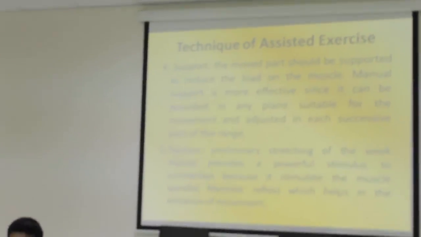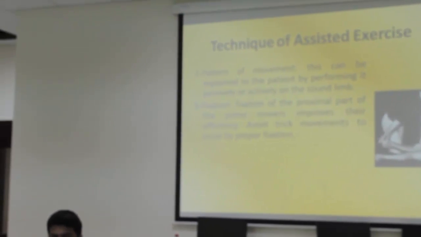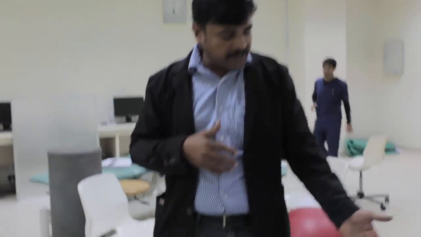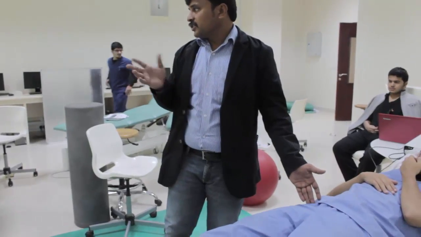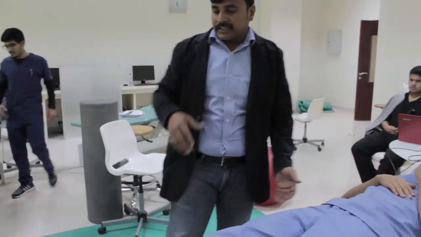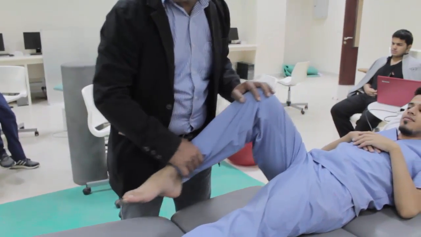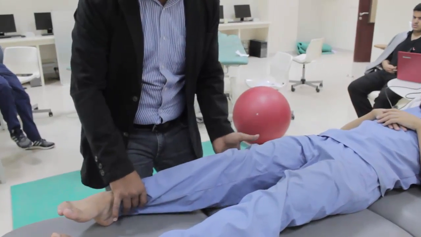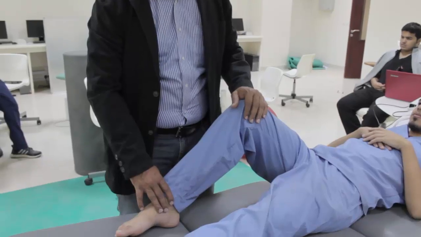Next, support. I think we have missed one more: fixation. What is the fixation? Now if I am doing it for hip and knee, the proximal part is already fixed, so there is no need for one more fixation. Just what I need here is support. I am supporting the limb. Already it is fixed there.